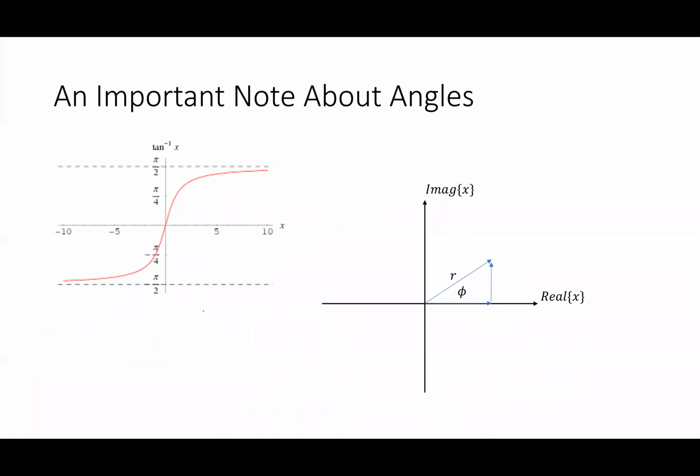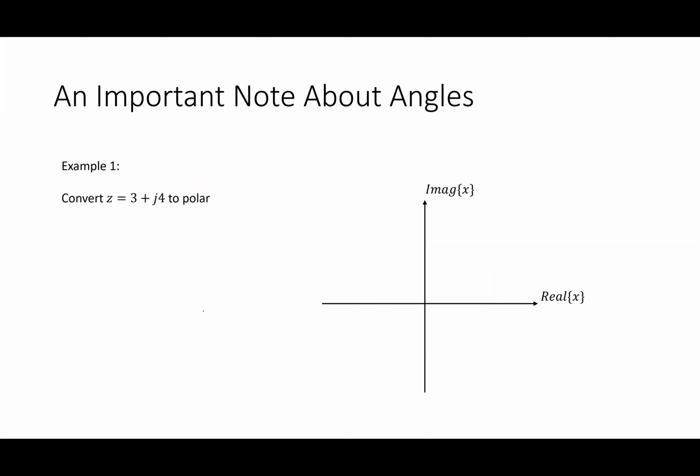All right, the tricky thing here is angles. Okay, I'm going to skip the slide I just had and come back to it. Let's say I want to do a couple of examples here. Let's say I gave you a complex number 3 plus J4, and I want to convert that to polar form, okay? First thing I'm going to do is ask, where is this guy? Where would I draw 3 plus J4? Which quadrant? Quadrant one, the first quadrant, right?